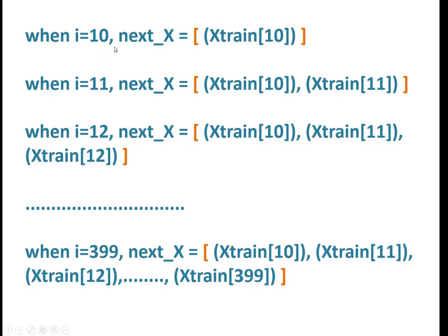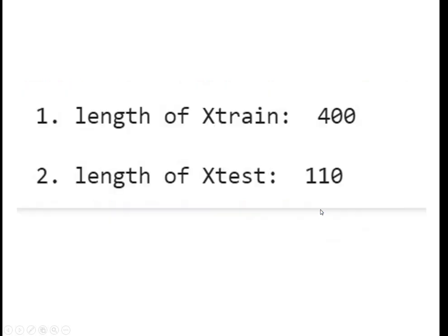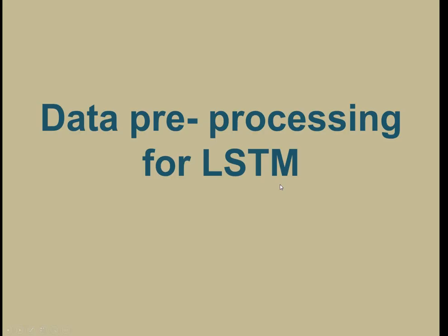Now when i is equal to 0, the next_x is equal to x_train[10]. When i is equal to 11, this will be appended. So you will have appended values in next_x also, which is going to be a single column. Now you can always print out the length of x_train, which will be 400, and the length of x_test will be 110. You can see on the screen.